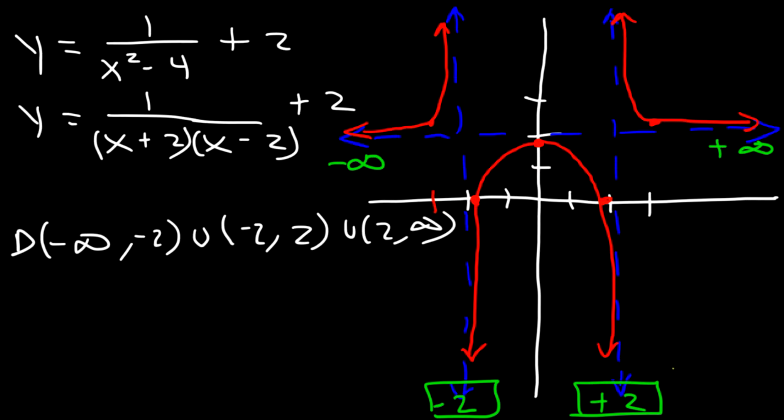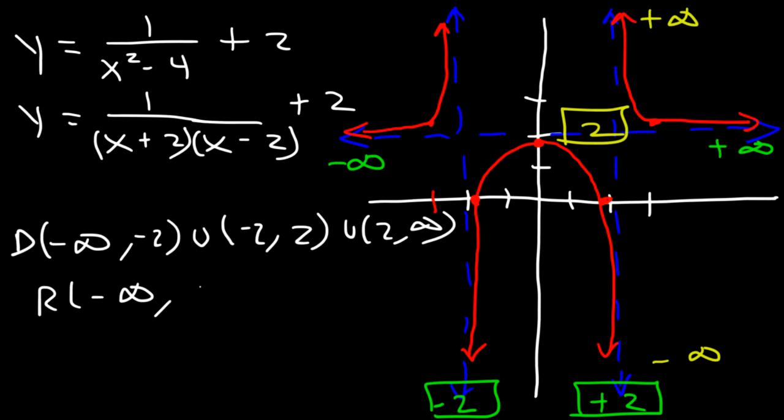And now for the range. The lowest y value is negative infinity, the highest is infinity, and we need to remove the horizontal asymptote, which is 2. So the range is going to be negative infinity to 2, union 2 to infinity. And that's it.